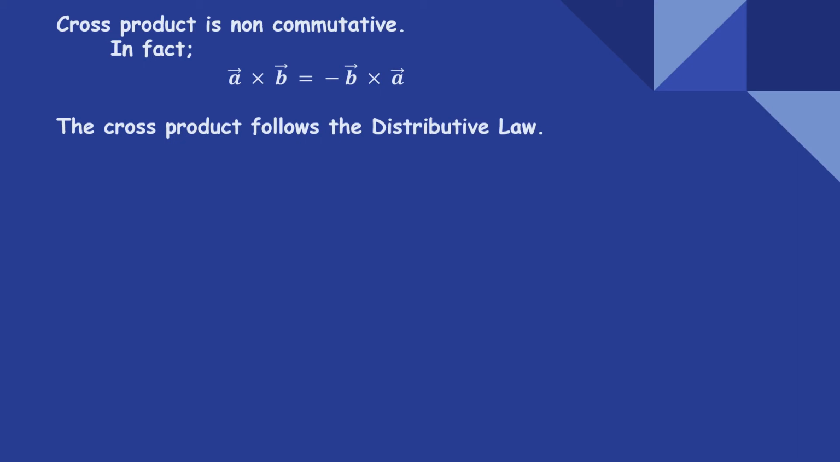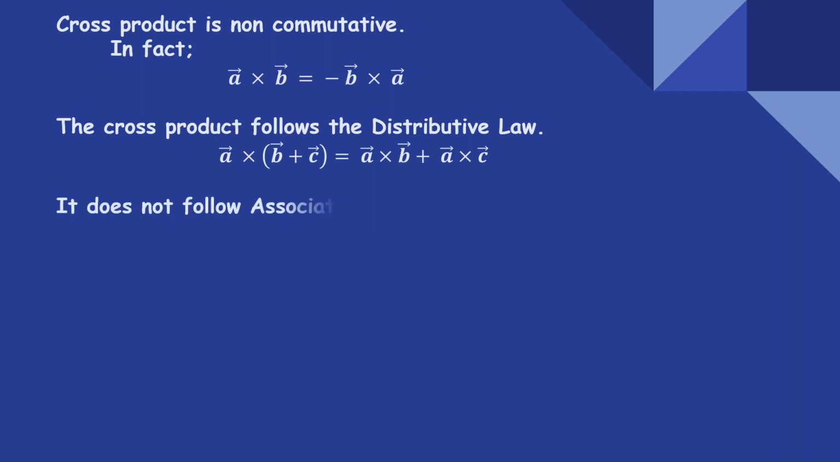Now the cross product follows the distributive law, as if we take a cross product of the summation of any two vectors with any third vector, vector a. So vector a is given to both of these, and we write it like this: vector a cross vector b plus vector a cross vector c. So this is the distributive law. We distribute vector a to both of these vectors.